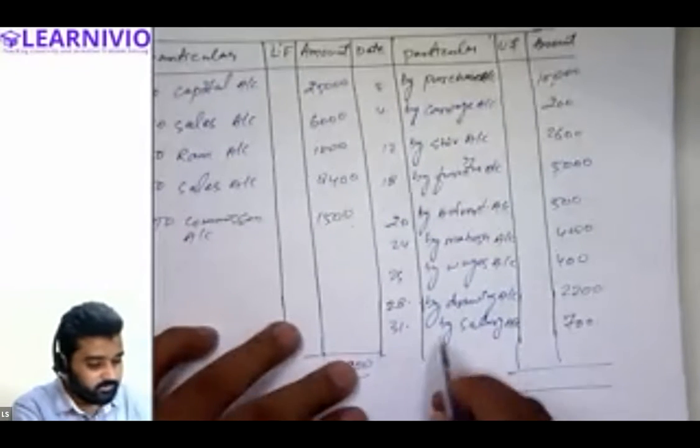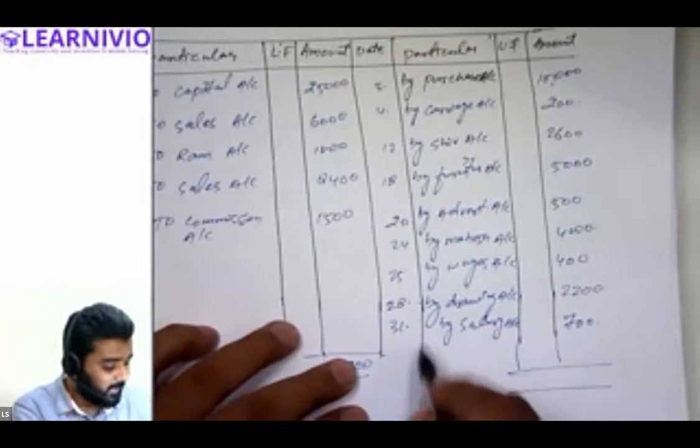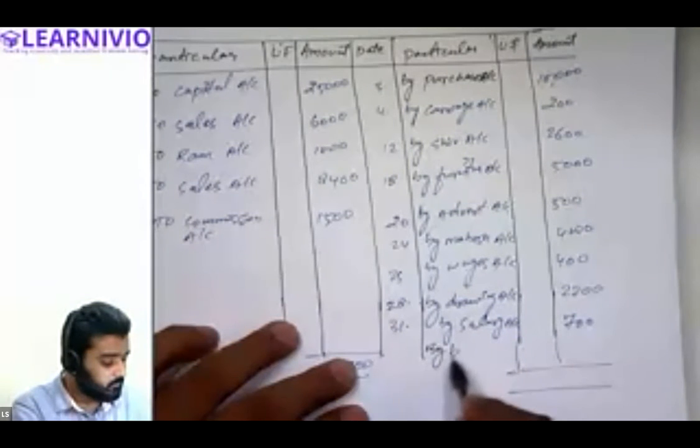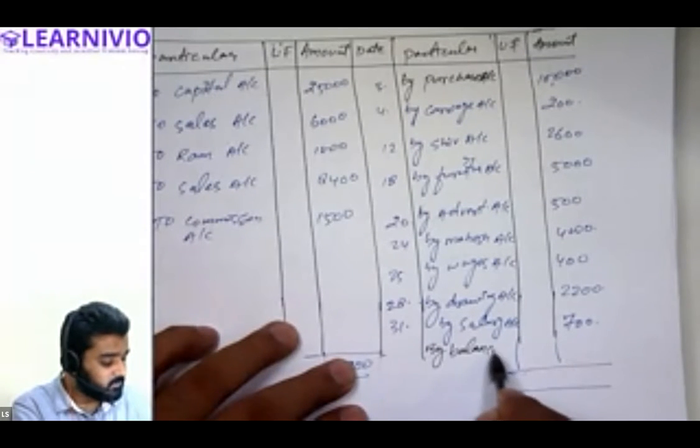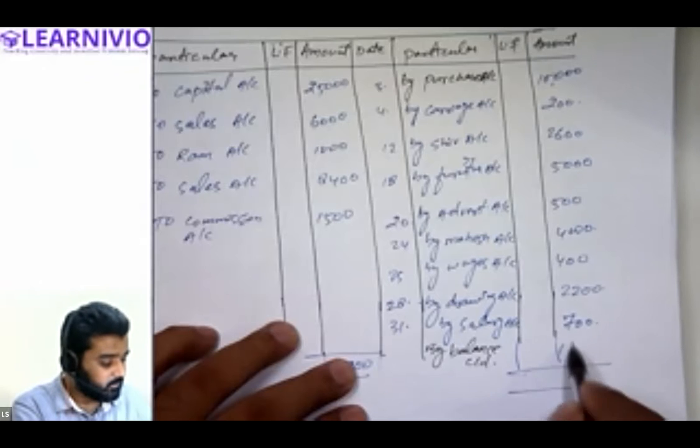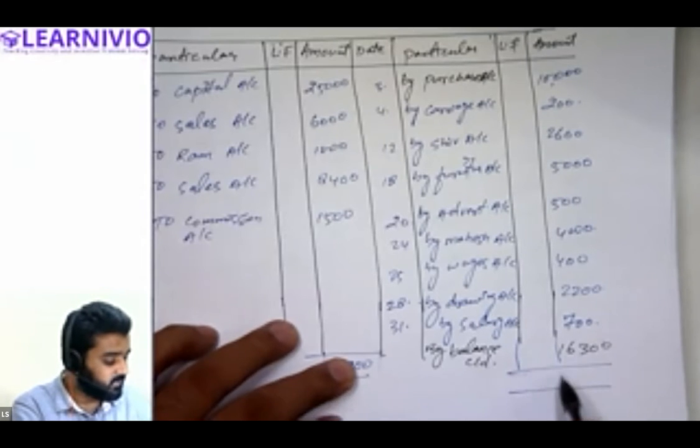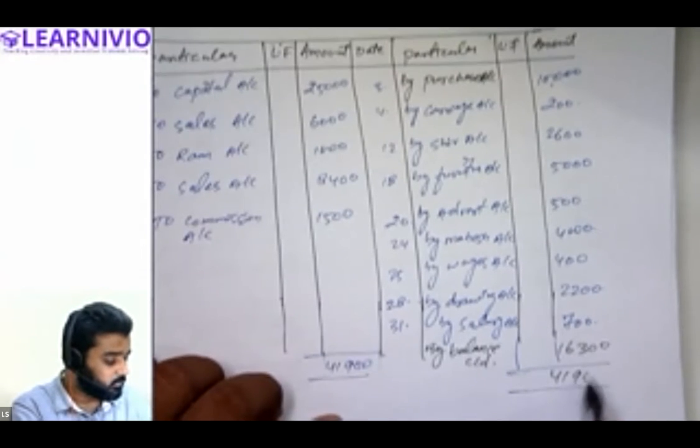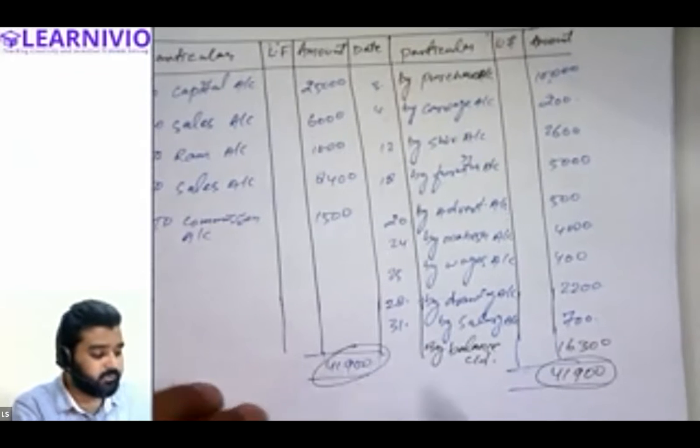So we will write it here as by balance c/d. Everybody clear about this by balance? What we will write here is by balance c/d, 16,300. Now both the sides will have the same amount, 41,900. All right, everybody.